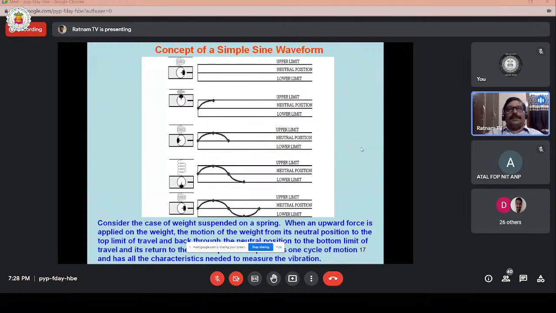You may have studied the concept of a simple sine wave. Consider a mass suspended on a spring. When an upward force is applied on the mass, the displacement will be like this. When it moves completely up and down, to and fro, it forms a sinusoidal wave, a simple sine wave form. This is the upper limit, neutral position, and lower limit. So this I need not explain.